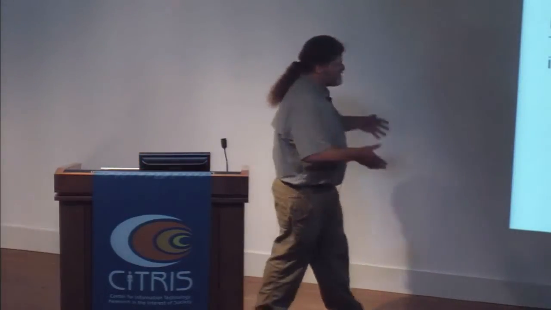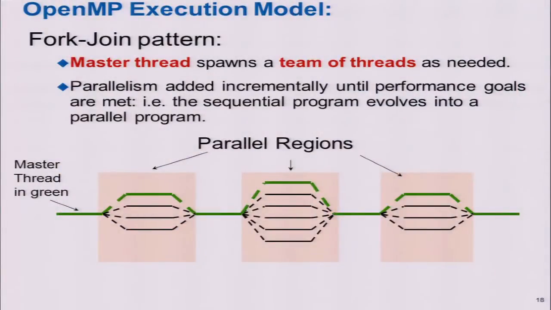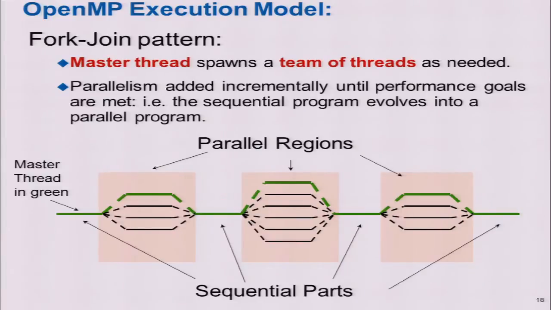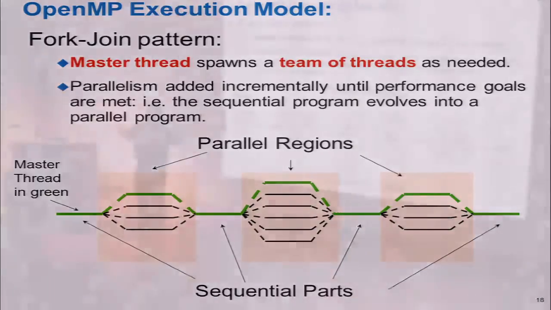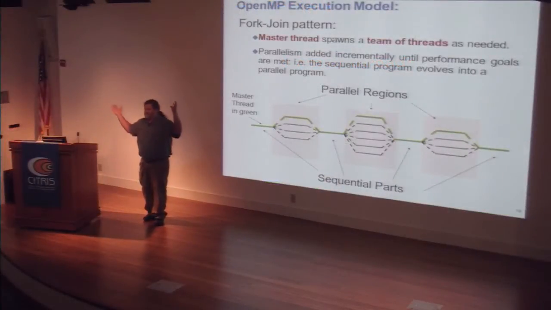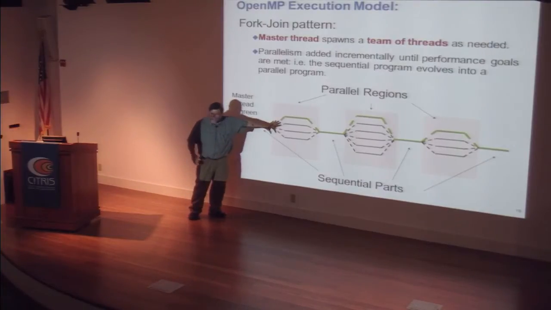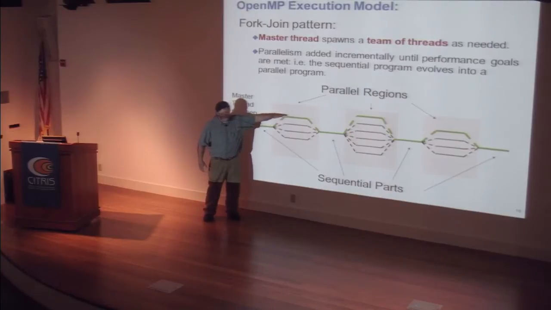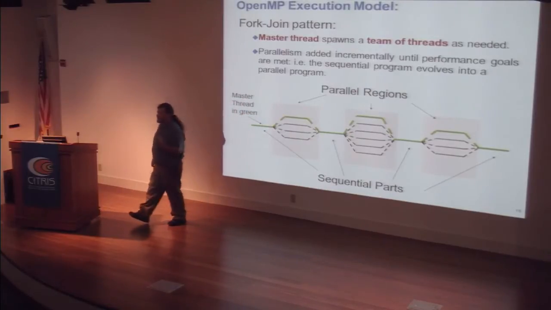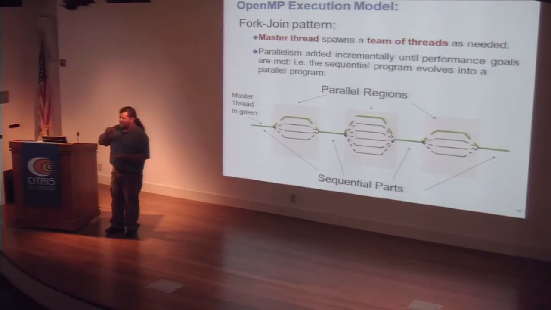So it's available everywhere. And as I said, it's an implementation of the fork-join pattern. You've got a master thread. When it forks a set of threads, we say that you're in a parallel region. And when you're in between parallel regions, we say that you're in the sequential part of the program. So I kind of think of it as a string of pearls. Now, you've got the master thread, it creates a team of threads, and the master is a member of the team of threads, and those threads have an ID, and the ID goes from 0 to the number of threads minus 1.